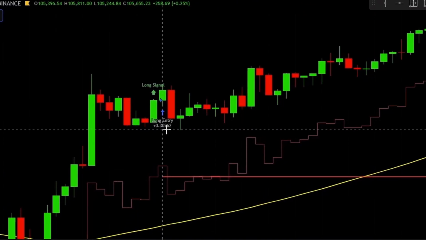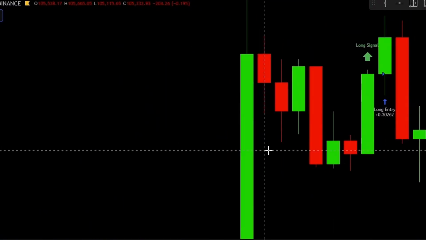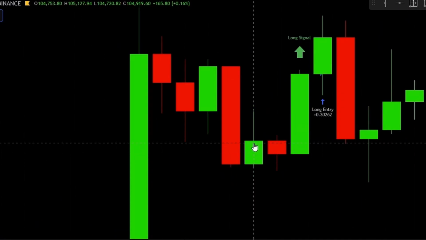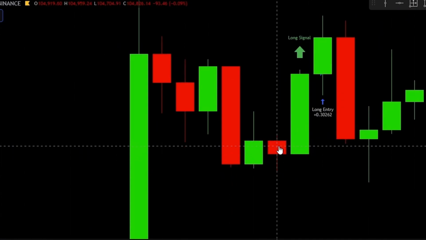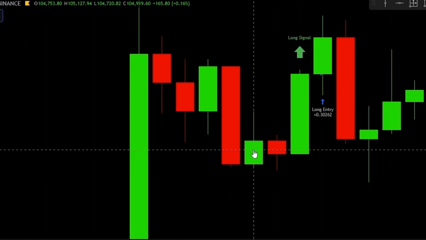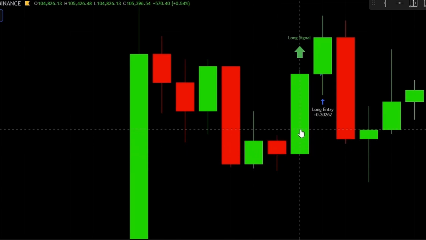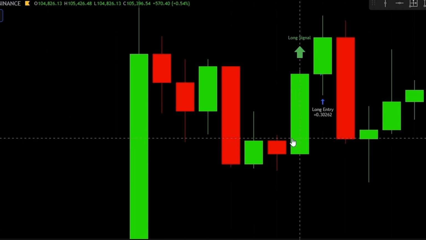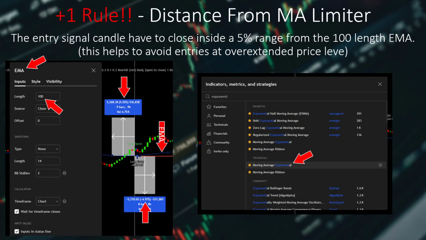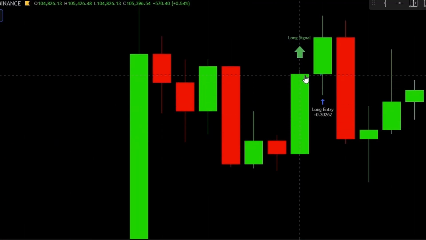Now let's see the 3 candlestick pattern. First, we needed a green candle, and we got it. Then we need a red candle, and the first green candle needs to be bigger than the second red candle. That is true. The third candle also needs to be bigger than the second candle, and it needs to be green. So all of the rules are met for a valid long entry.